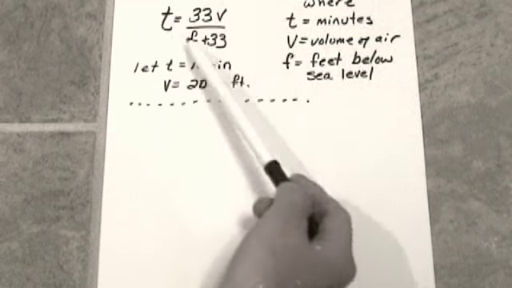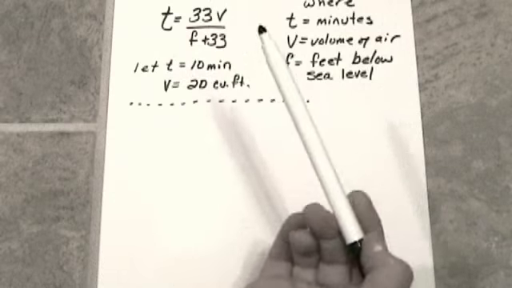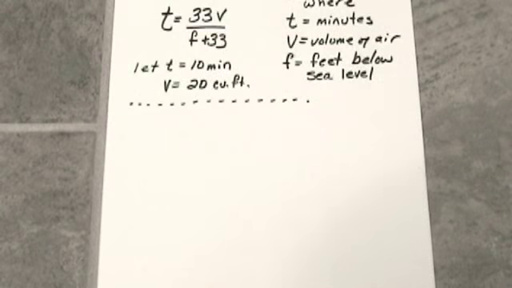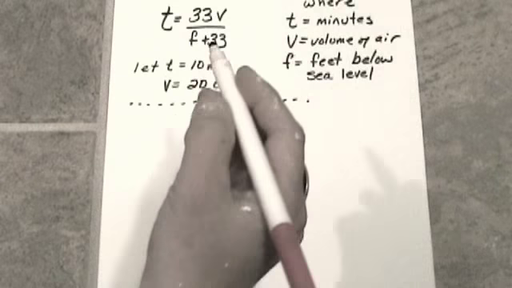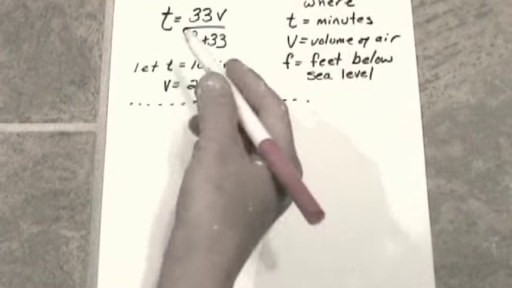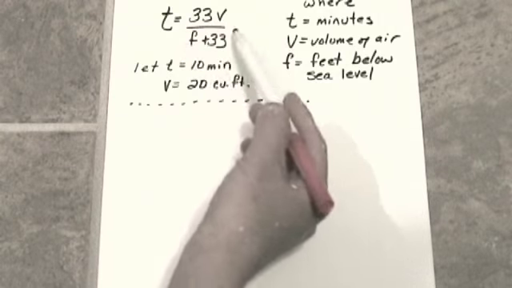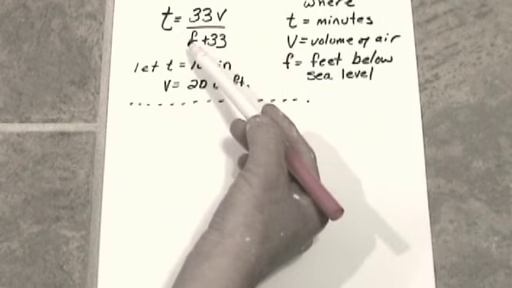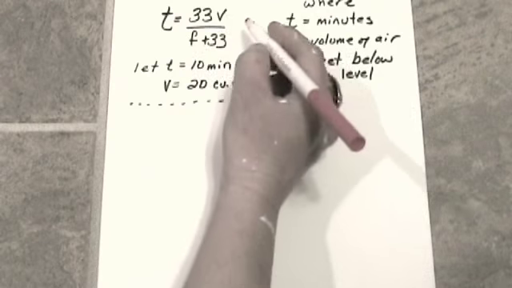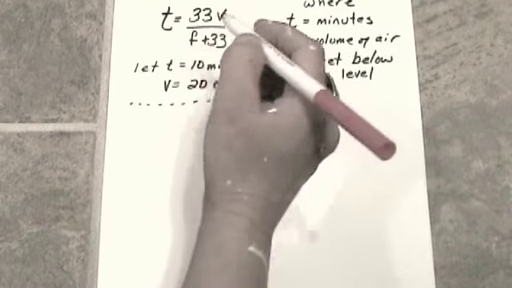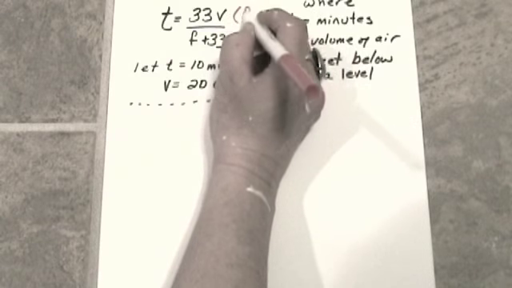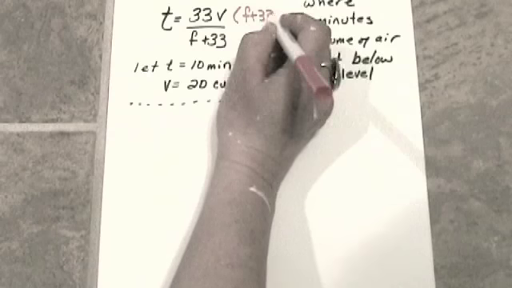So the basic formula right here needs to be rearranged. We need to go ahead and solve it for F because we want to find out how deep we can dive given, you know, the time constraints and the volume constraints. All right, so it becomes an algebra problem. We've got to get this thing rearranged so that the F is by itself. So we're going to multiply both sides of the equation by F plus 33.